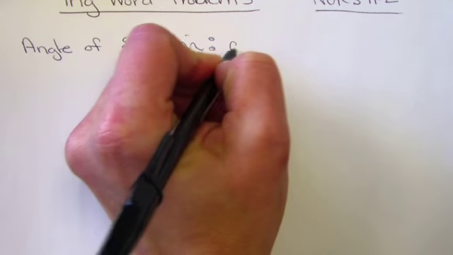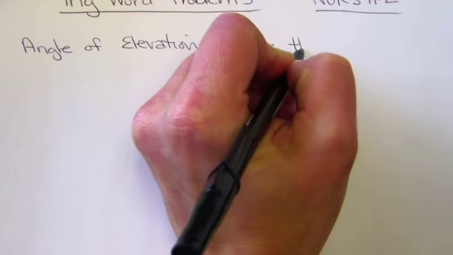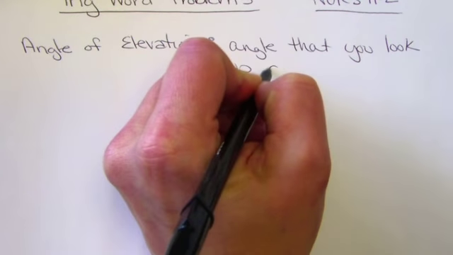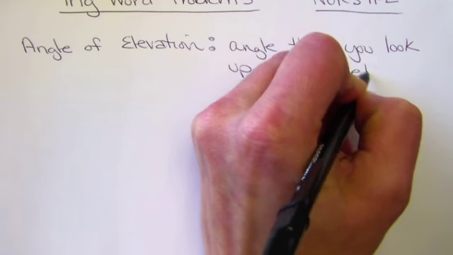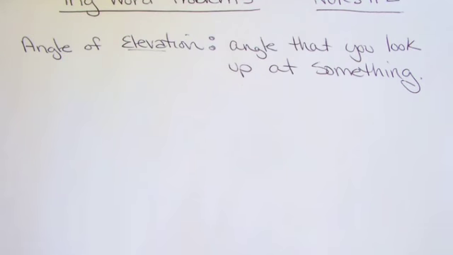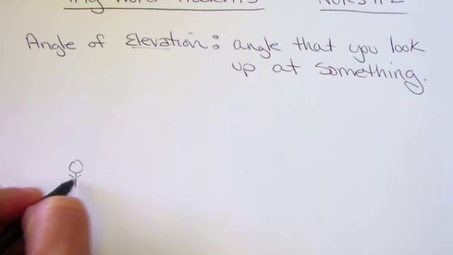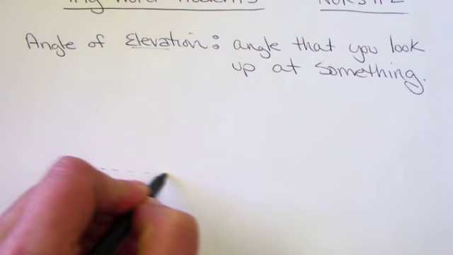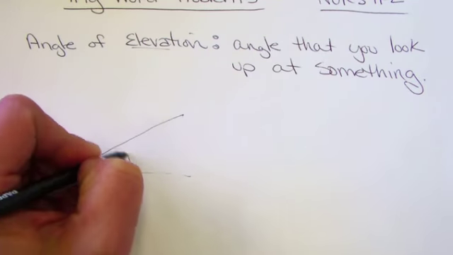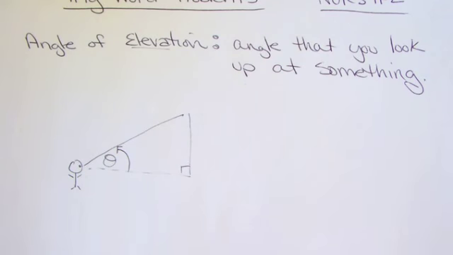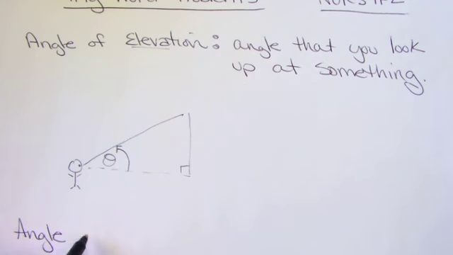which would be the angle that you look up at something. The angle of elevation, if you think to elevate, would be to look up. So the angle of elevation is the angle you look up at something. So if this is you, and this is your eyes, the angle that you look up would be the angle of elevation. Okay?